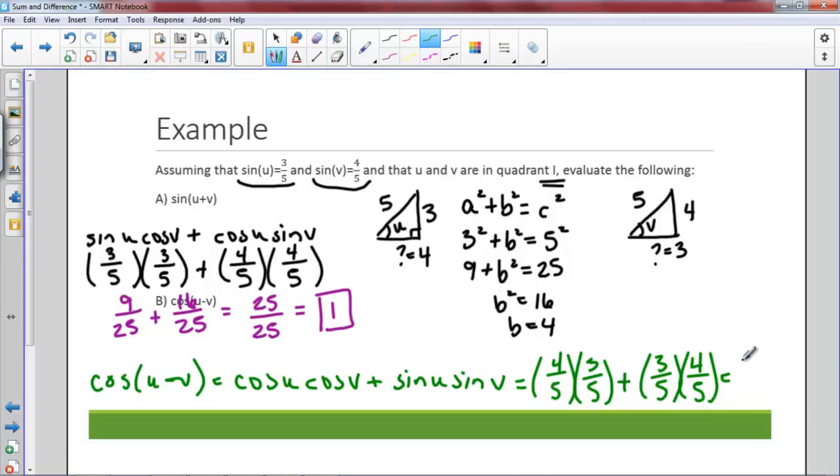Okay, and simplifying this, we're going to get 24 over 25. And there you have it, all of the sum and difference identities.